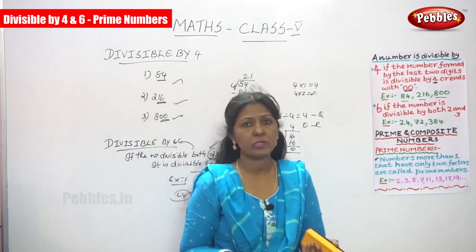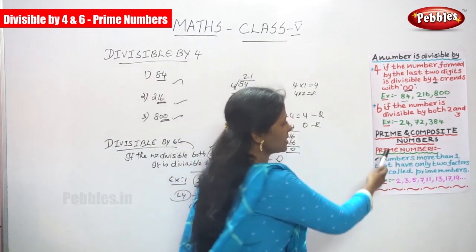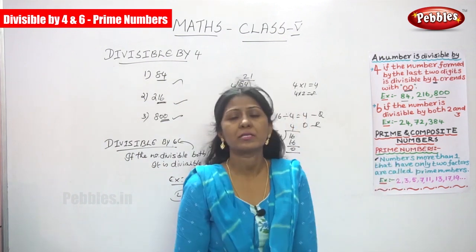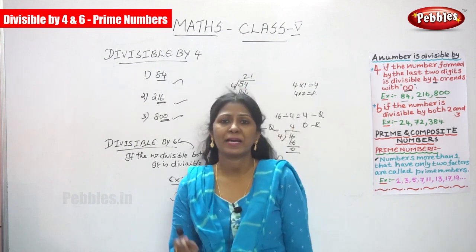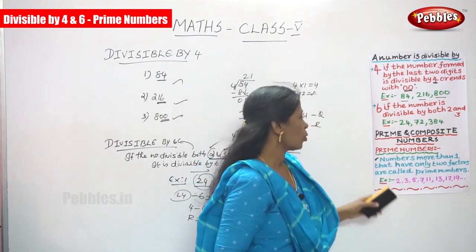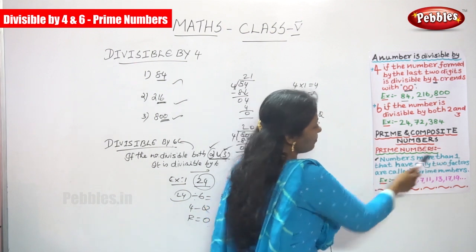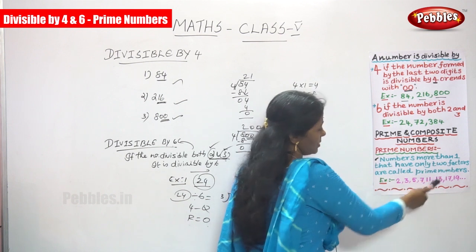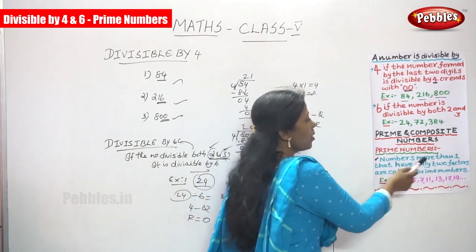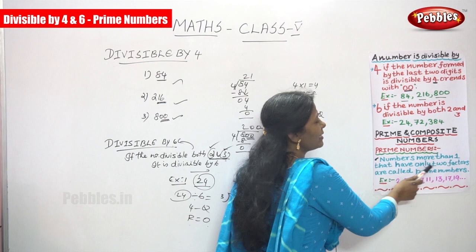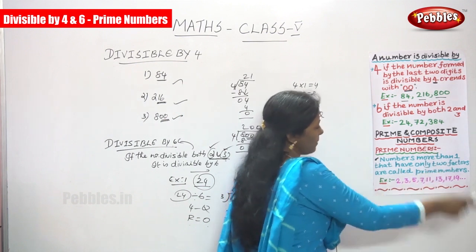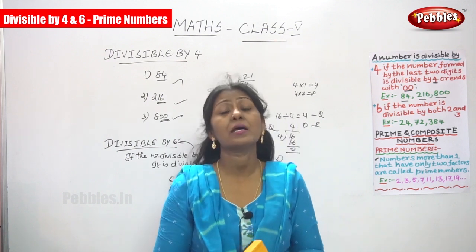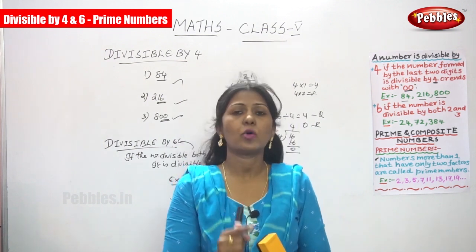Okay, next we are going to see prime and composite numbers. First we are going to discuss prime numbers. What are prime numbers? Numbers more than 1 that have only 2 factors are called prime numbers. I'll repeat, numbers more than 1 that have only 2 factors are called prime numbers. That means numbers more than 1 that have only two factors are called prime numbers.